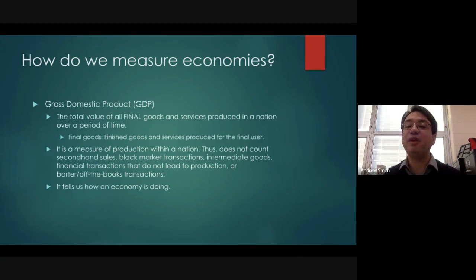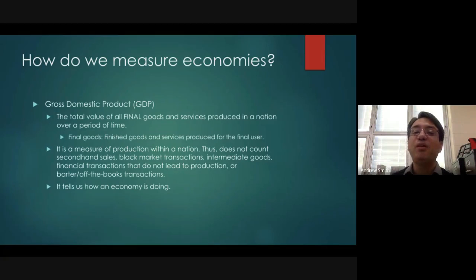So the key thing to understand is that word final goods. Intermediate goods are not measured, which means that, for example, when you buy a new car from the lot, that counts as GDP. But when the company that made the engine sells that to the company that assembles the car, that is not. That's an intermediate good. All the parts of the car, when they get made and sold, are intermediate goods. They don't count as GDP until the final product is sold to the final customer. That way things don't get counted twice. So it's the total value of all final goods and services produced in a nation over a period of time. Usually that period is a year.